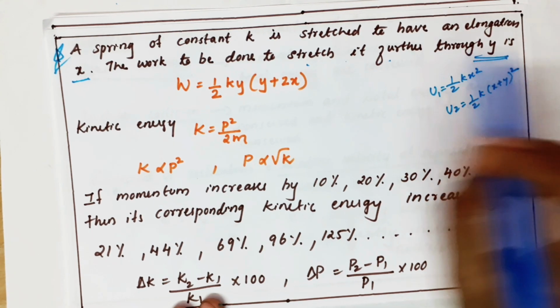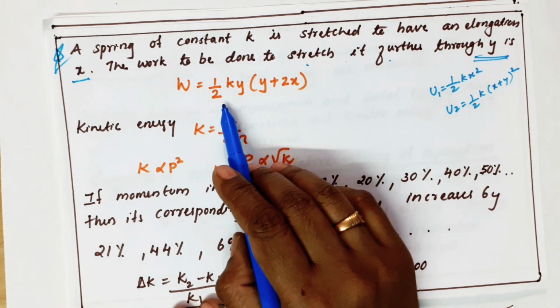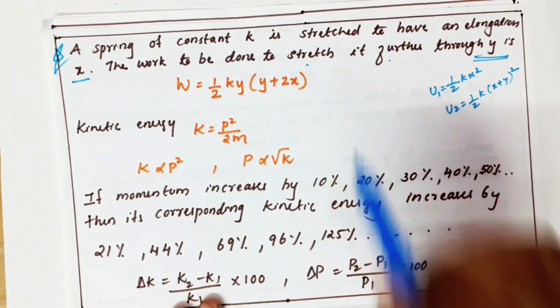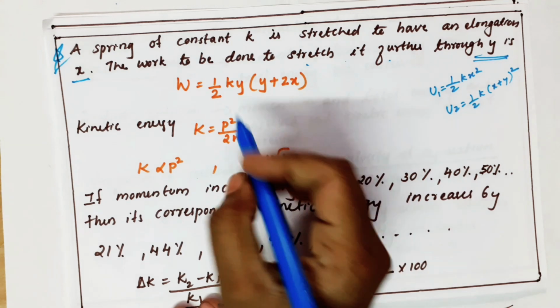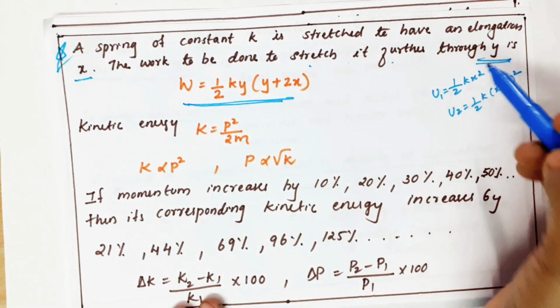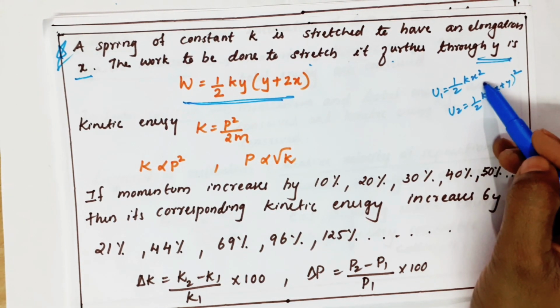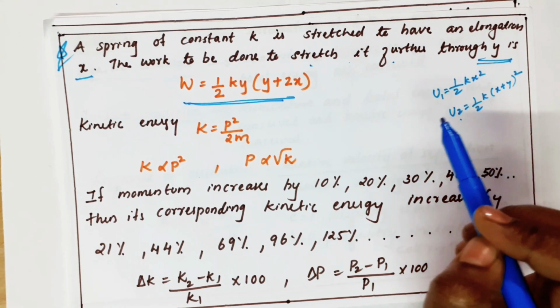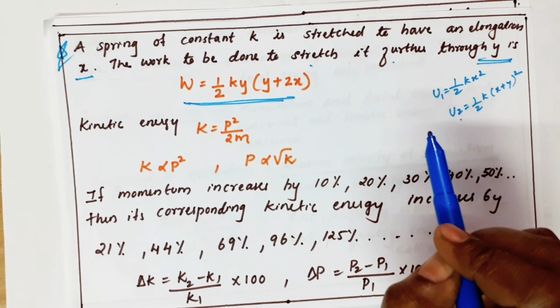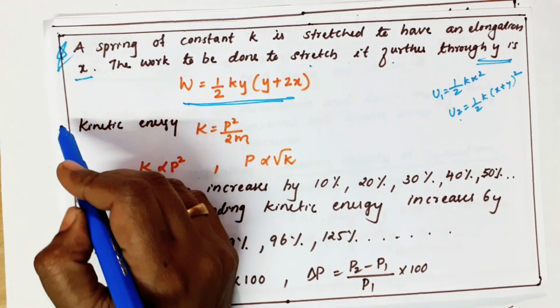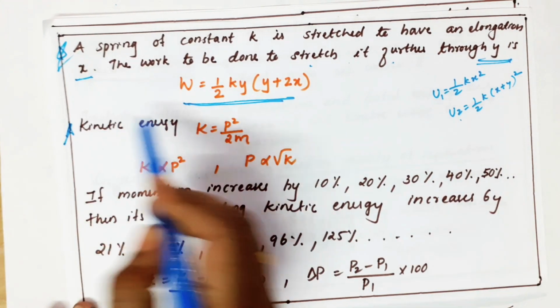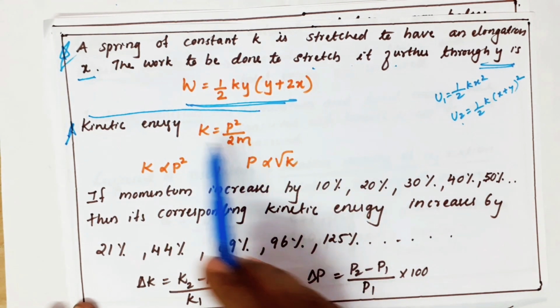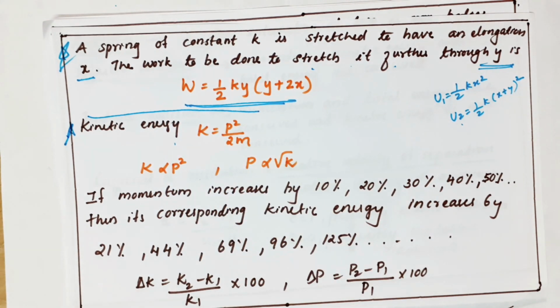We need to subtract these two. You will get an answer half ky into y plus 2x. Remember, if you can't remember the formula, do it in this form. Initial energy is half kx square, final energy is half k into x plus y the whole square. Clear? Another important formula, kinetic energy and momentum relation, k equal to p square by 2m.